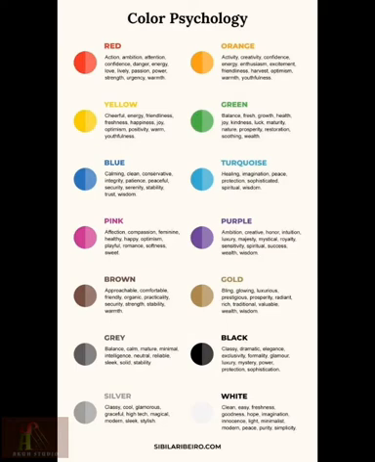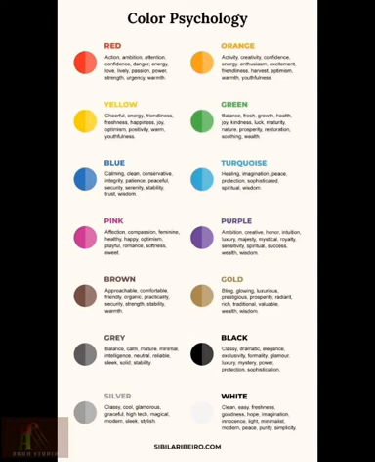We have blue for calming, clean, conservative, integrity, etc. We have turquoise for healing, imagination, peace, protection, etc. We have pink for affection, compassion, feminine, healthy, happy, etc. We have purple for ambition, creative, honor, intuition, luxury, majesty, etc.